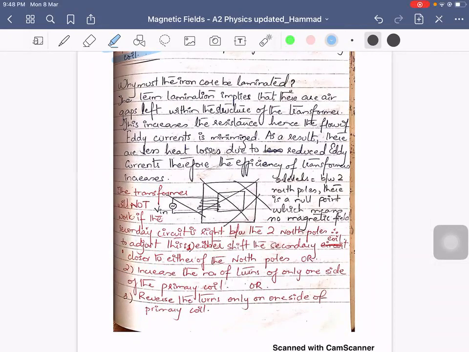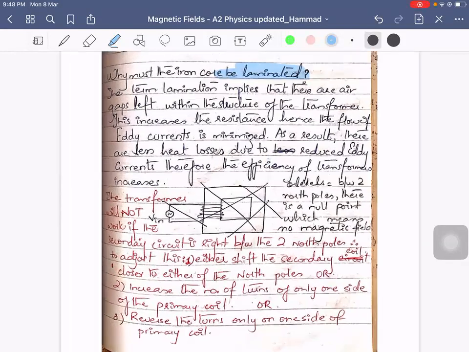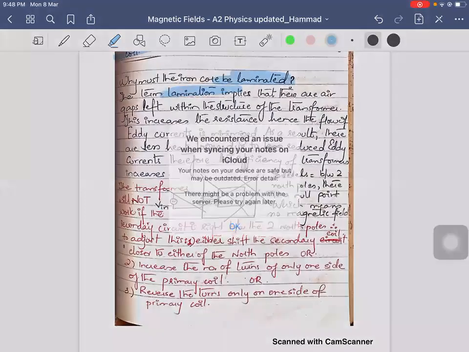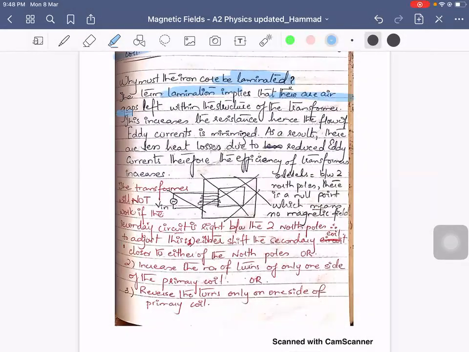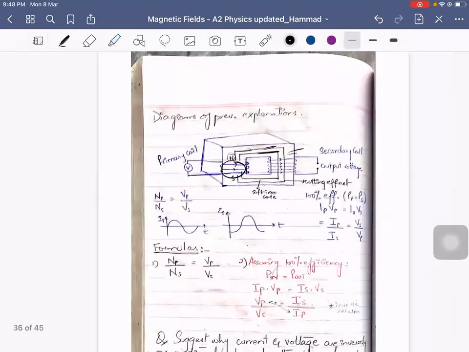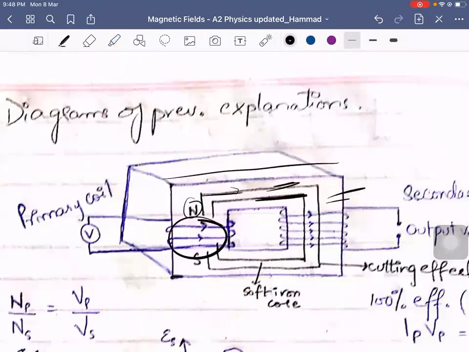Now you need to understand that when there is a cutting effect, there is an induced EMF, and induced EMF leads to induced current, which will oppose the flow of it. So lamination will reduce the eddy currents or the induced currents. The term lamination implies that there are air gaps left between the structure of the transformer. If this is a transformer, I will slice it through, leaving some air gaps in between.